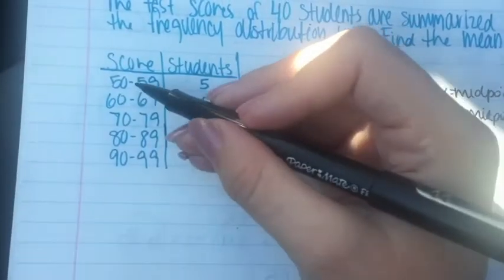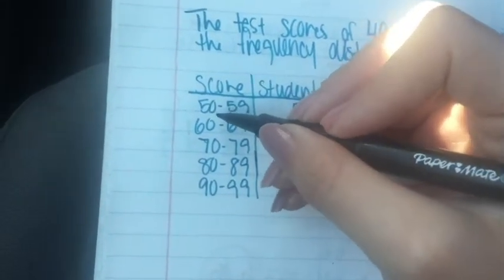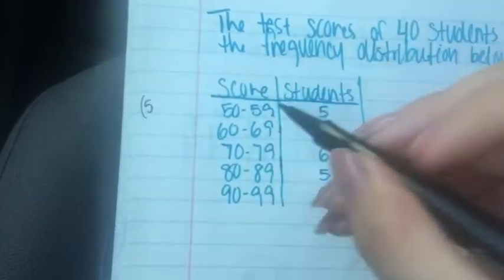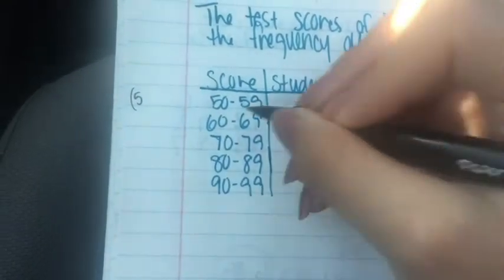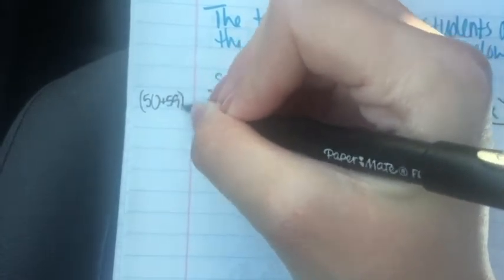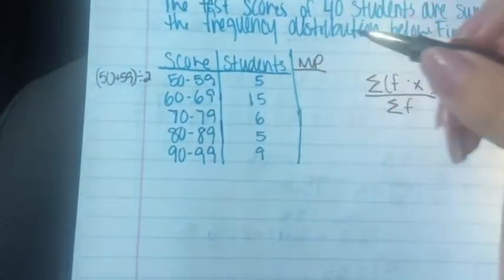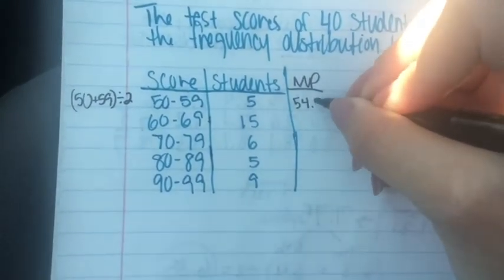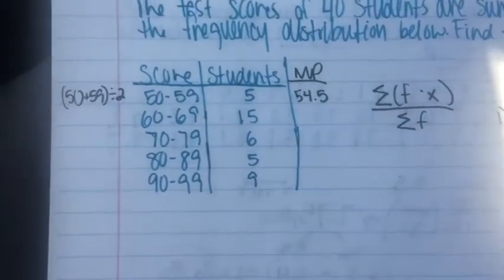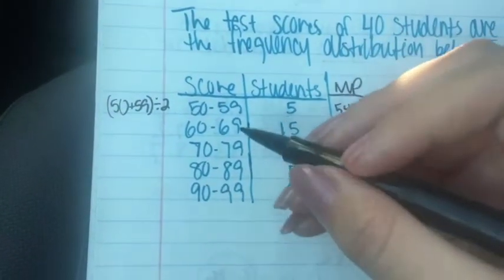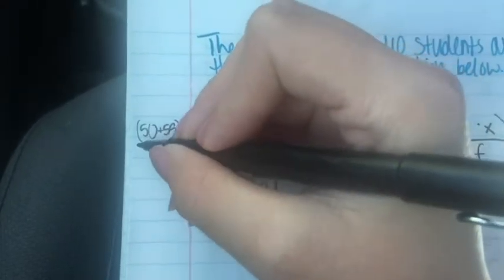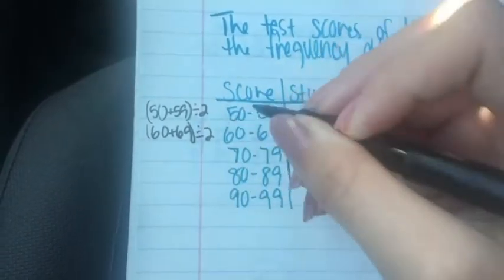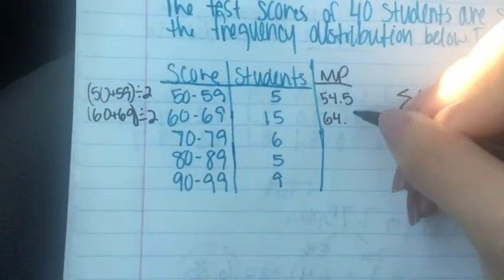So midpoints are the middle point of each interval. So to find them, you just do your lower class limit plus your upper class limit, divided by 2. So to find my midpoint for this one, I'm just going to do 50 plus 59 and then divide it by 2. And after putting that into the calculator, I get that I have a score of 54.5. And then the same rules are applied to the other classes. So to find the next one, you could do 60 plus 69 divided by 2. And you will see that it's 64.5.